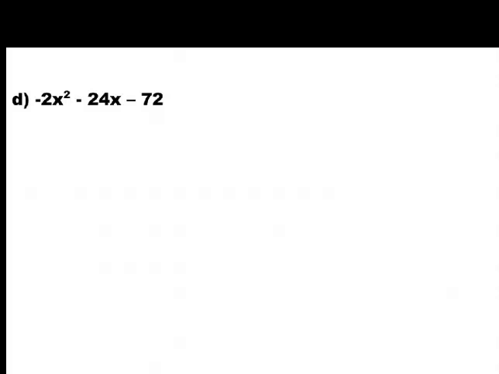The next one is negative 2x squared minus 24x minus 72. I can factor negative 2 out. I get negative 2 times x squared plus 12x plus 36. Again, there is no more common factor.